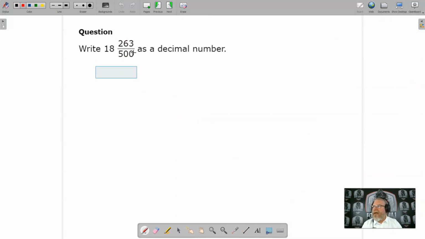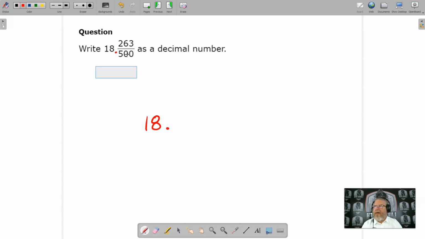Next one, getting a little bit more challenging here. We have write 18 and 263/500ths as a decimal. Remember that the decimal is going to be right in between the integer and the fraction portion. So what's to the left of the decimal is the 18. That's the easy part, right? 18. Put our decimal.